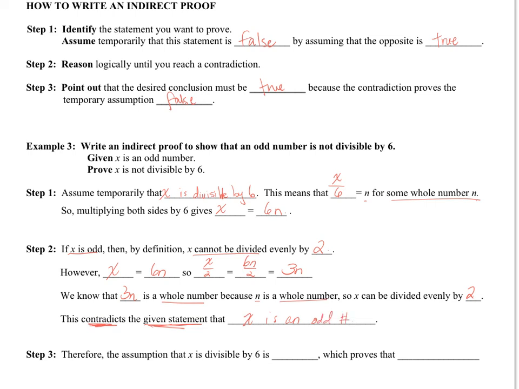Step 3. Therefore, the assumption that x is divisible by 6 is false, which proves that x is not divisible by 6. And we will continue more indirect proofs in class.